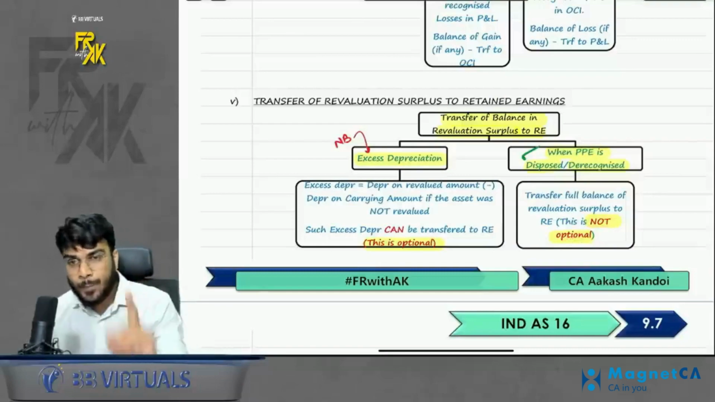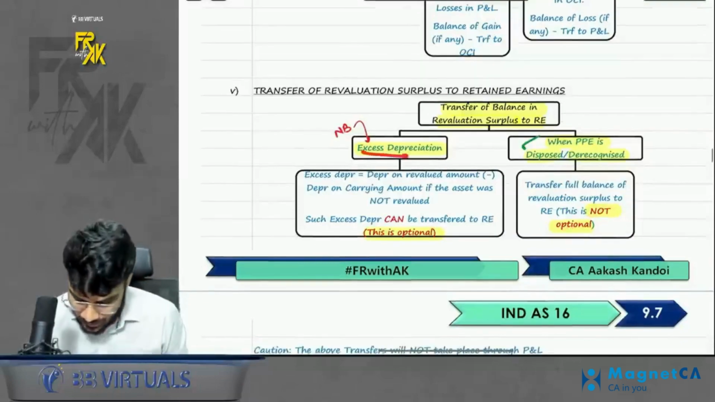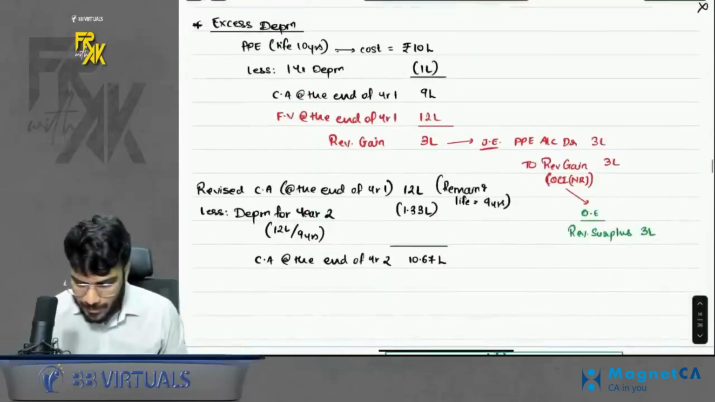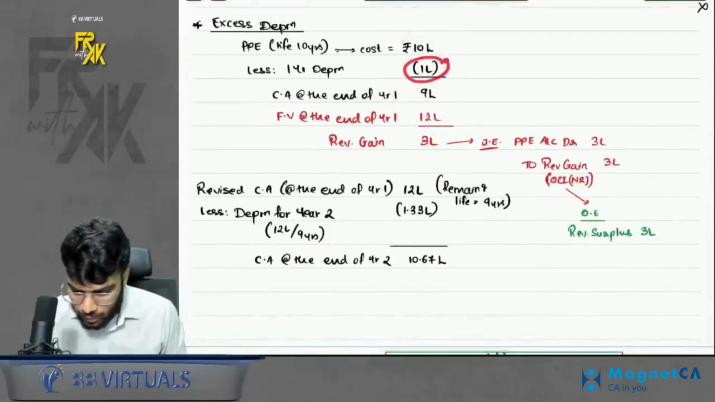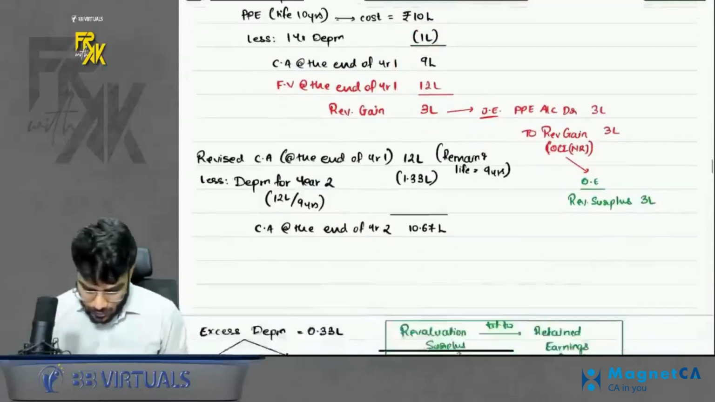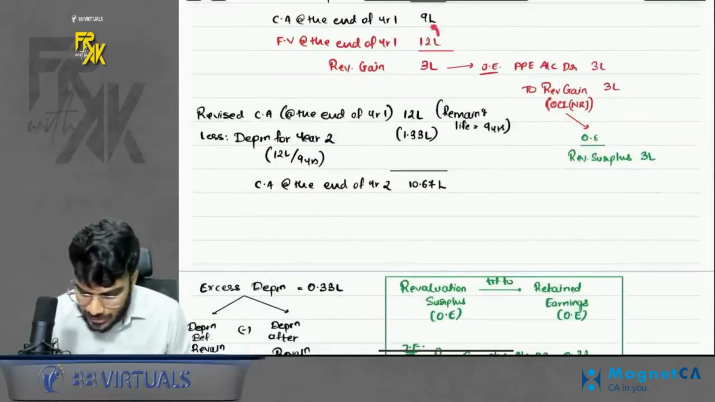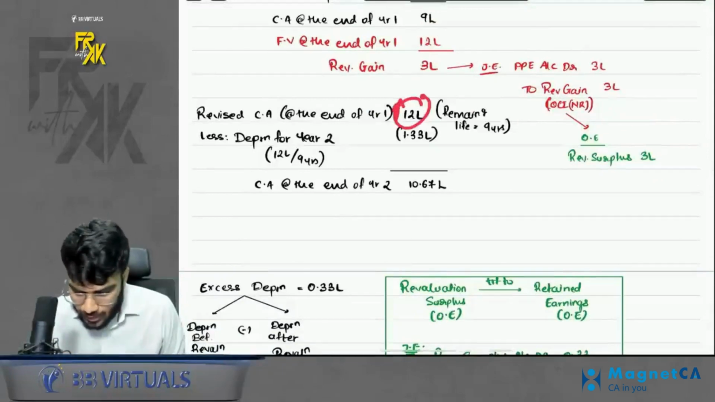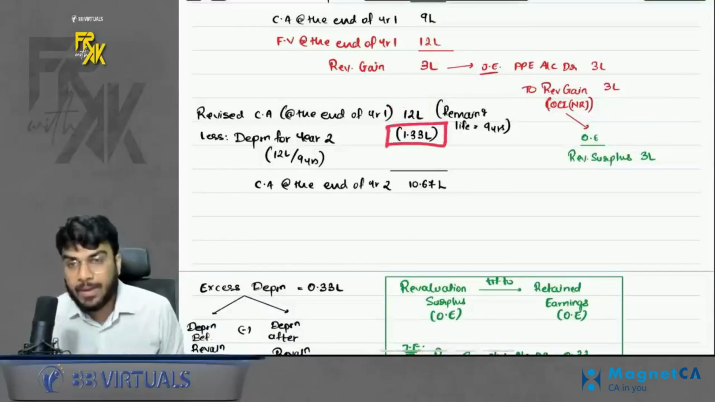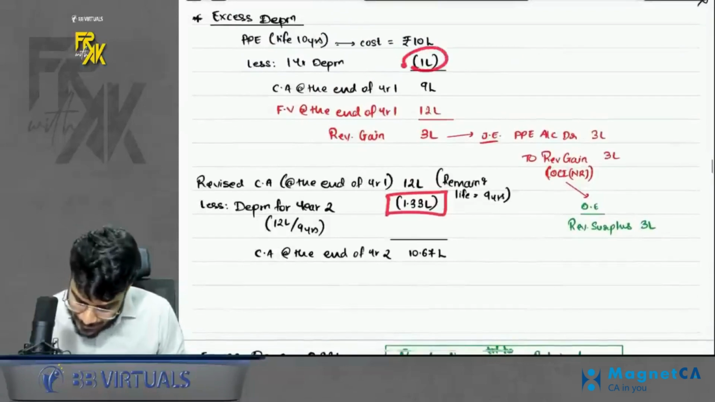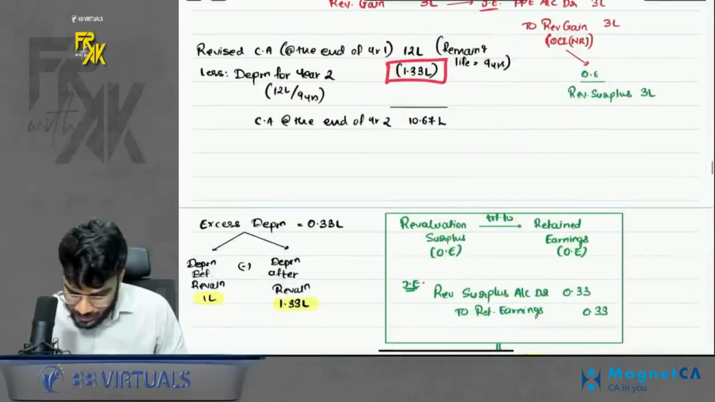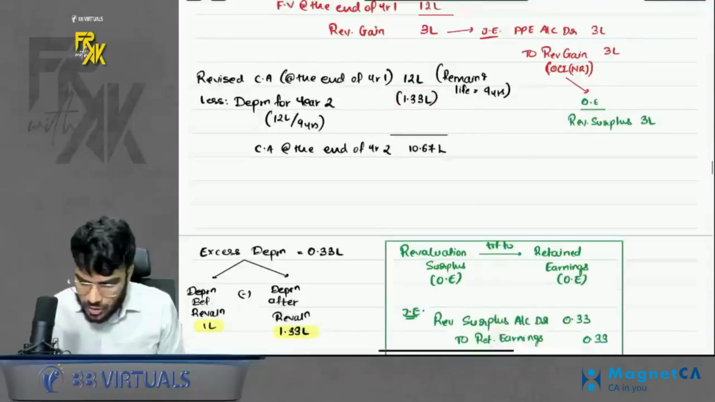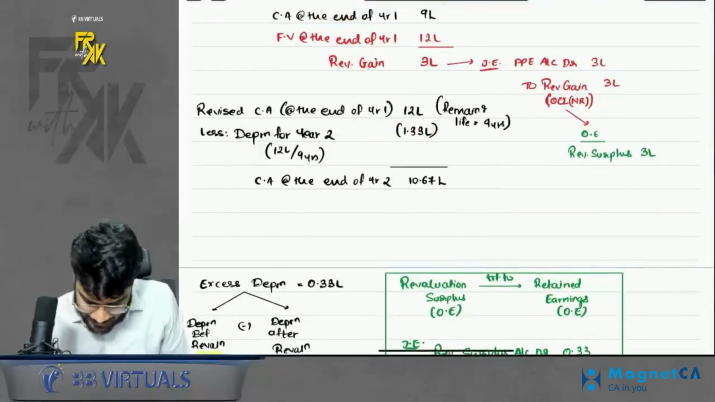Now there was one optional case also which was discussed, and that was the case of excess depreciation. Let's take one example. Suppose we have a PPE. We first found the depreciation to be 1 lakh each year. Subsequently we revalued the asset, and after booking a gain, the carrying amount of the asset increased, and now the depreciation per annum is 1.33 lakh. Previously the depreciation was 1 lakh, and now it is 1.33 lakh. The difference between these two is known as excess depreciation. Because of the revaluation gain, you are now getting excess depreciation.